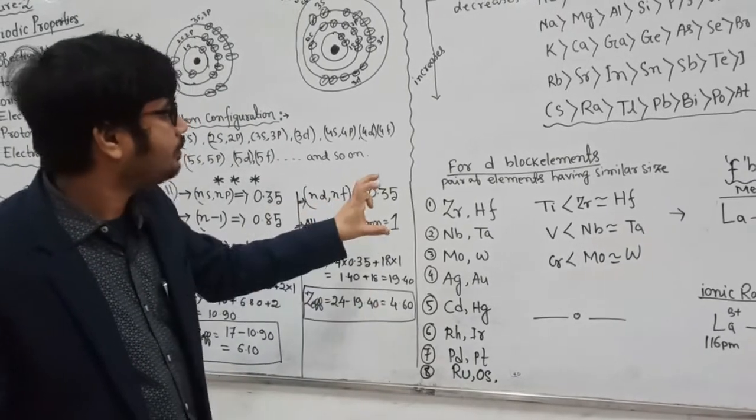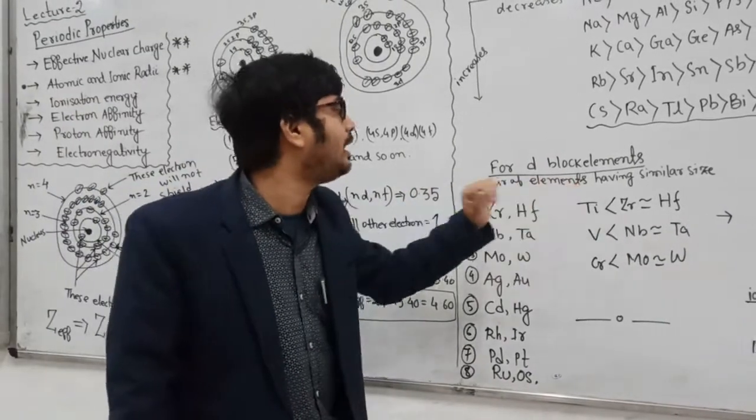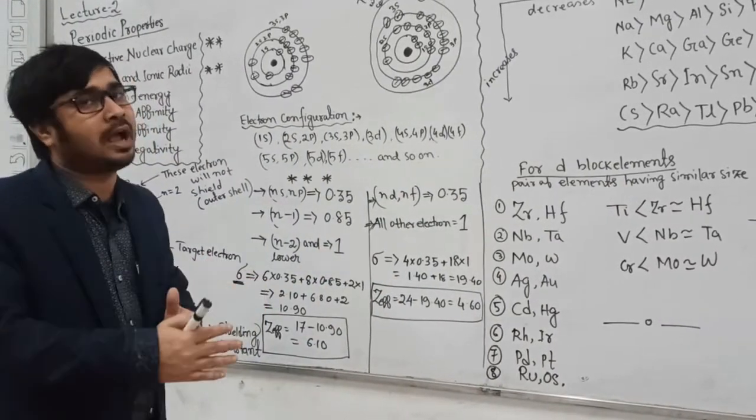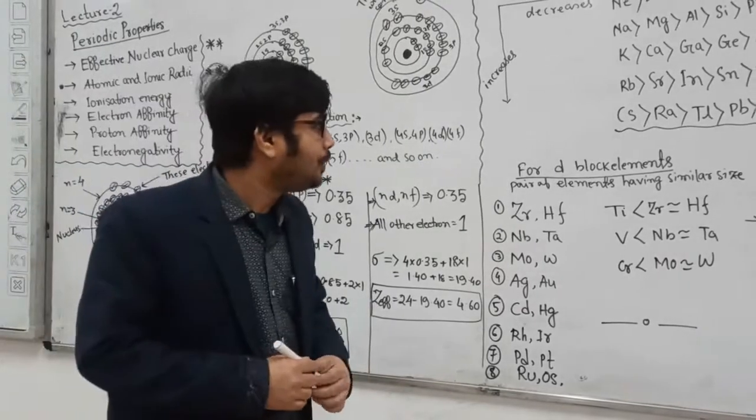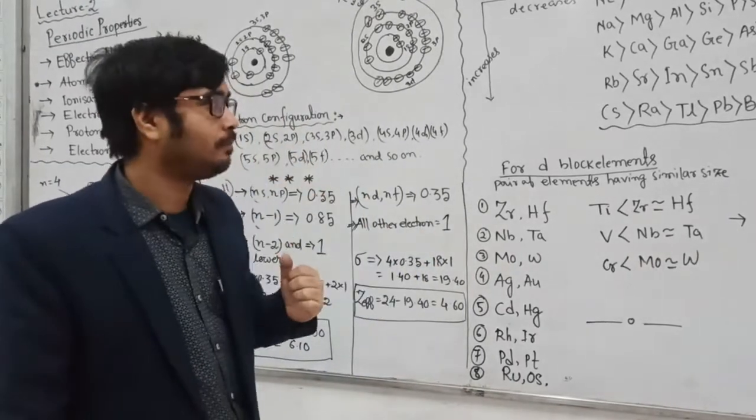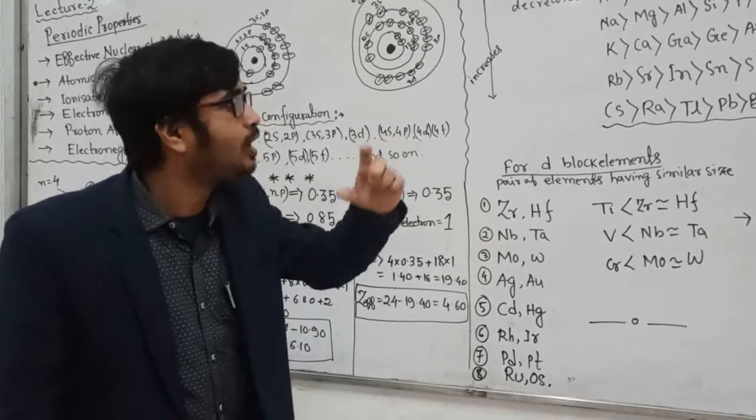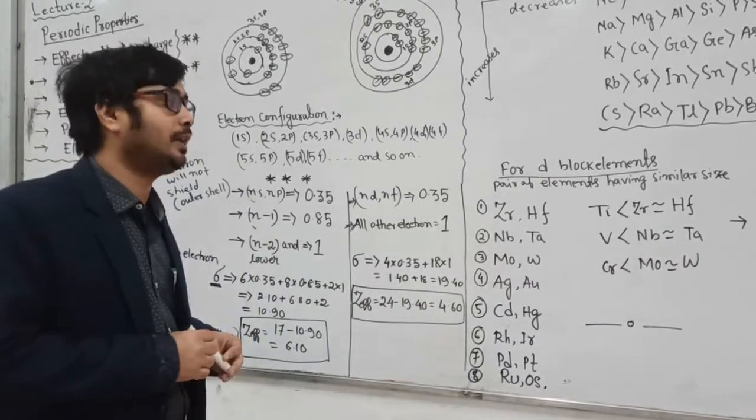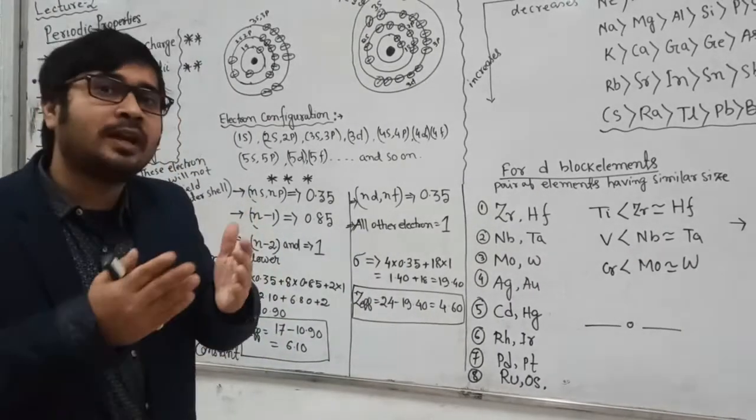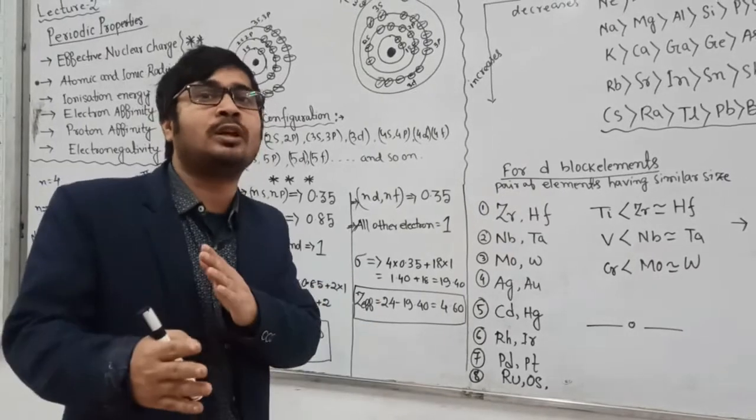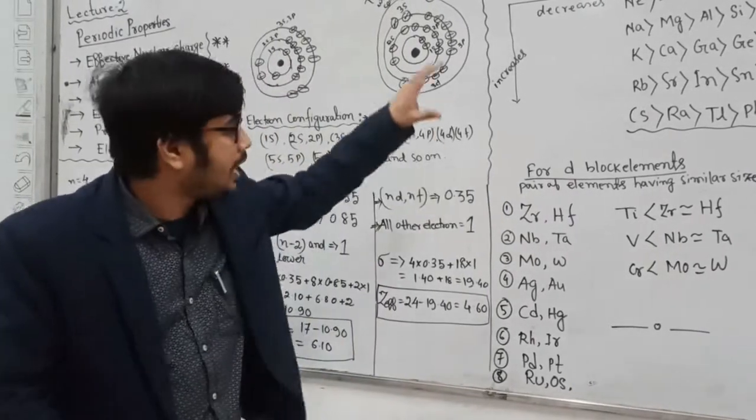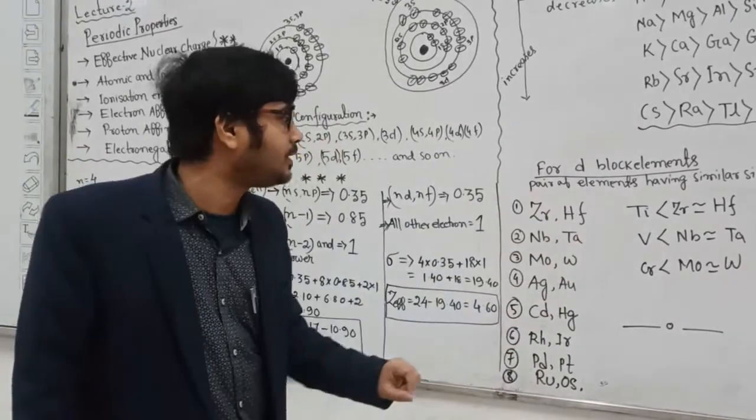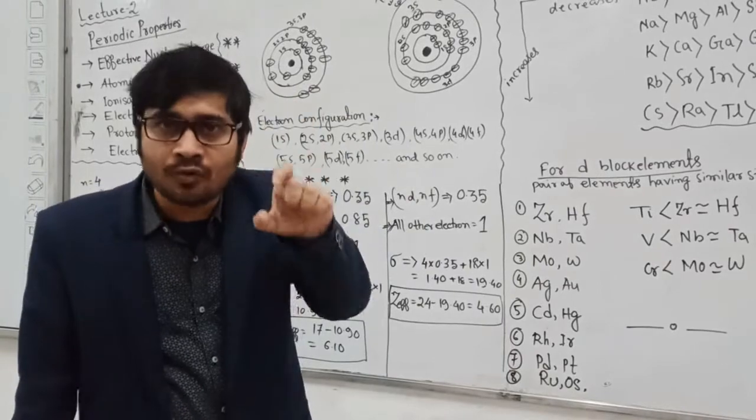Now for the time being, you must remember that d block elements do not follow any kind of rule in terms of atomic radii or ionic radii. Because of the lanthanide contraction, some d block elements in the 4d and 5d series have almost similar atomic radii. That's why sometimes you may encounter questions asking which of the following pairs of elements have similar size. That's why I wanted to explain here that there are 4d and 5d elements which have similar sizes because of the lanthanide contraction.